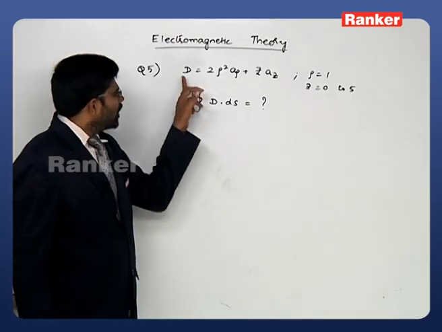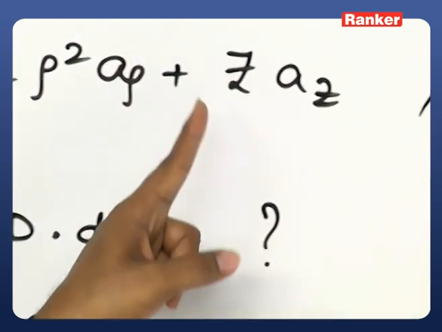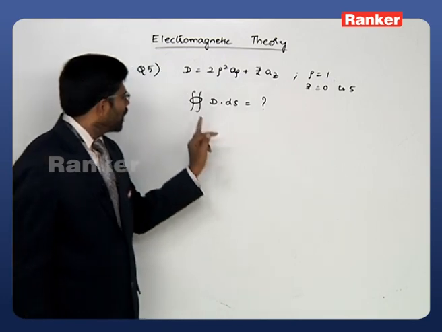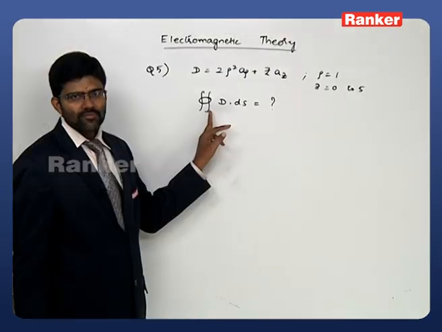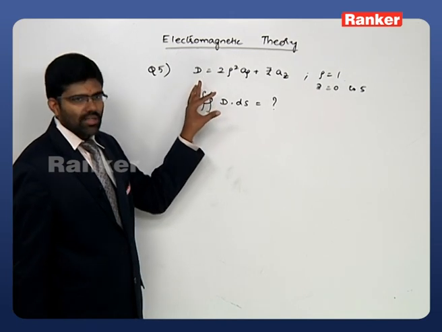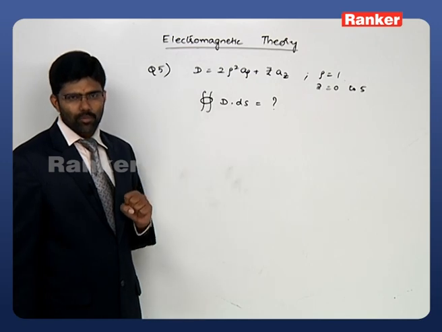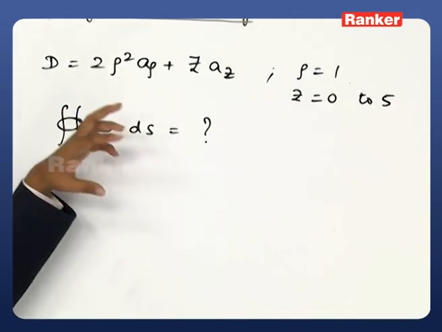Now the vector D is given to us. D = 2ρ² aρ + z az, and the value of ρ is 1 and z extends from 0 to 5. We need to calculate the total closed surface integral of D·dS. For that, if you draw the figure, it is very convenient to solve the problem.